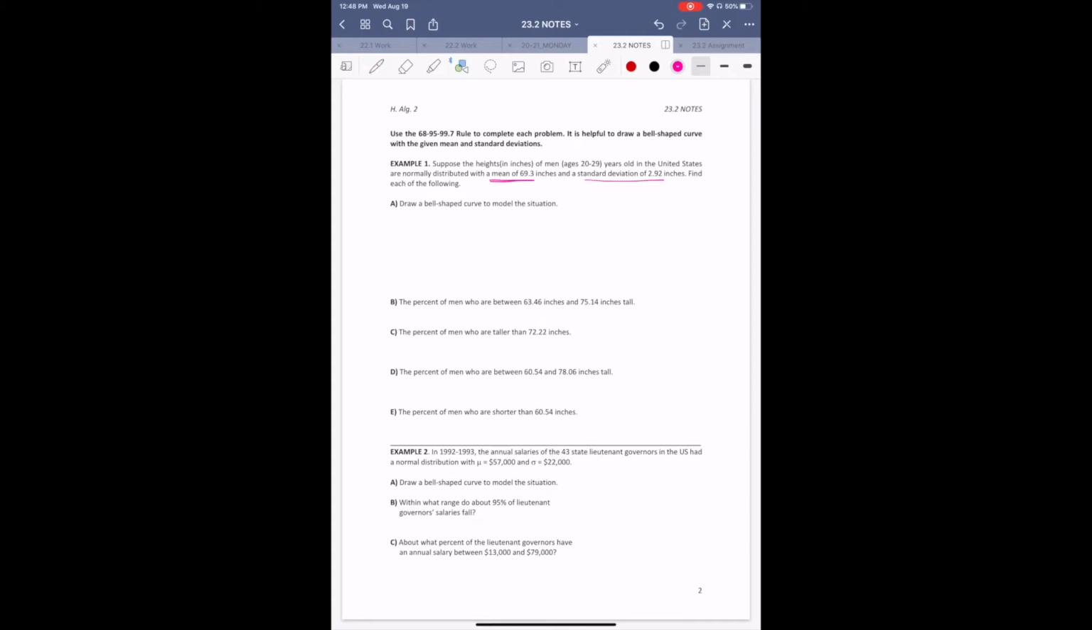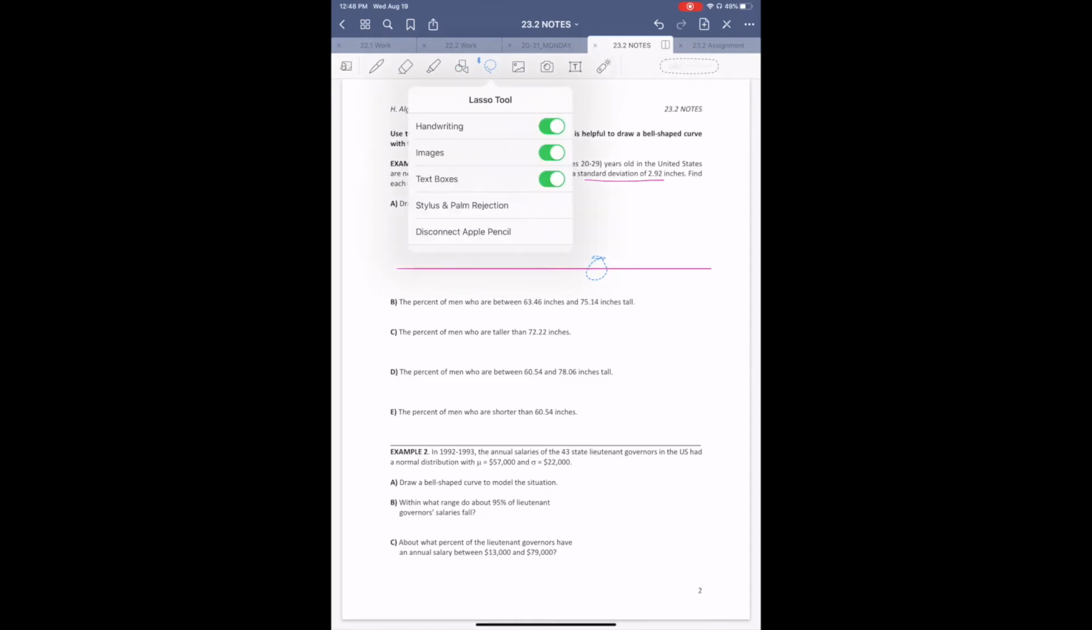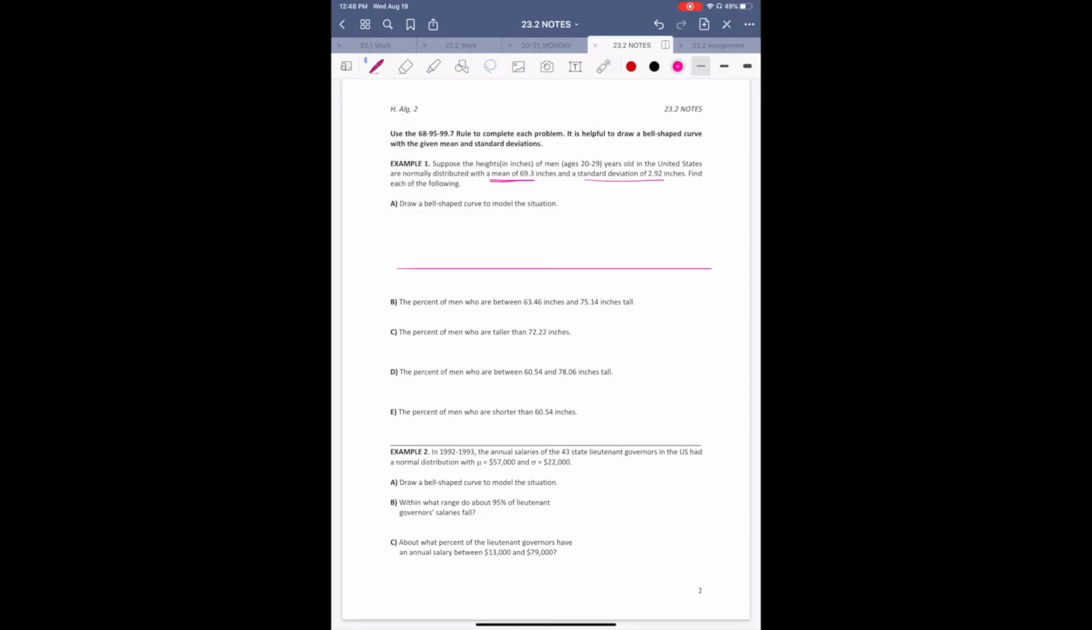Okay, start by drawing our straight line. And we probably want that a little bit higher. And we are going to label. Okay, so down the center, we know we have our mean, 69.3. To the right, we are going to add one standard deviation. So 69.3 plus 2.92 gives us a total of 72.22.